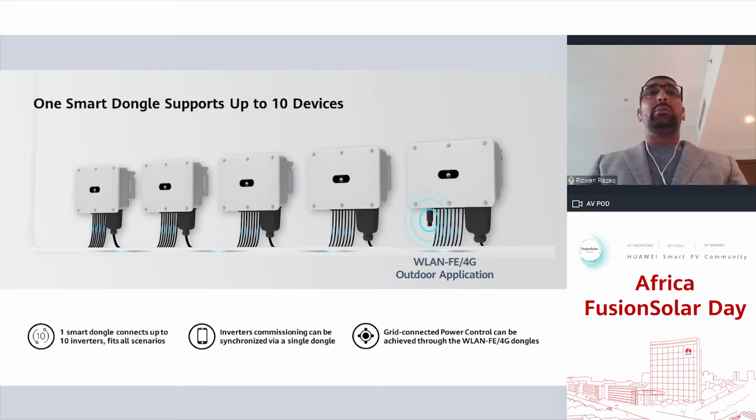The smart dongle supports up to 10 devices. One of the devices would be a master inverter with the WLAN FE or the 4G dongle installed, and the other inverters would be slaves, and they would be connected using RS485. Now, it's a quicker, easier installation process, and it's cheaper and more cost effective to go with this option, especially for the smaller C&I projects.